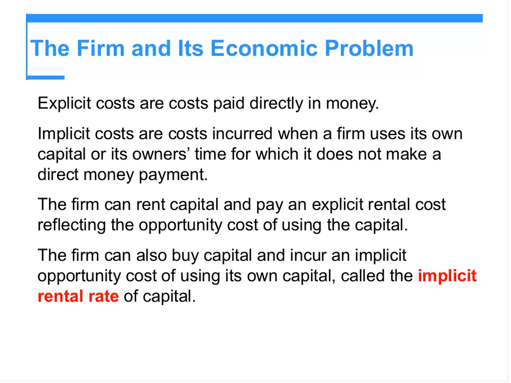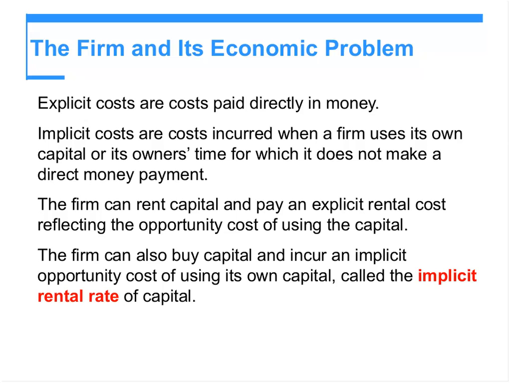But what is implicit cost? Implicit costs are costs incurred when a firm uses its own capital or its owner's time, for which it does not make direct money payments. So this is the type of cost like the owner's time or the capital of the company, which is not translated to direct money payments. They are implicit costs, but actually they are part of the opportunity cost, and the firm can rent capital and pay an explicit rental cost reflecting the opportunity cost of using the capital, or the firm can also buy capital and incur an implicit opportunity cost of using its own capital, called the implicit rental rate of capital.